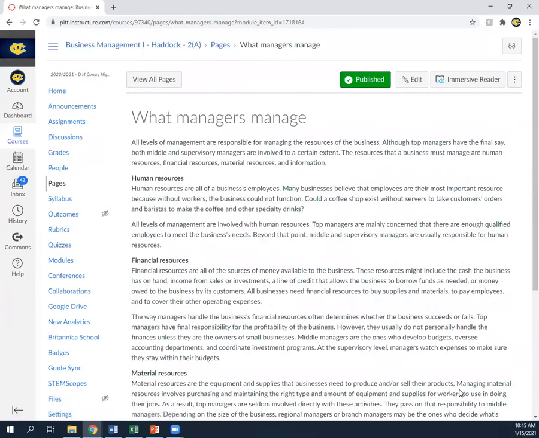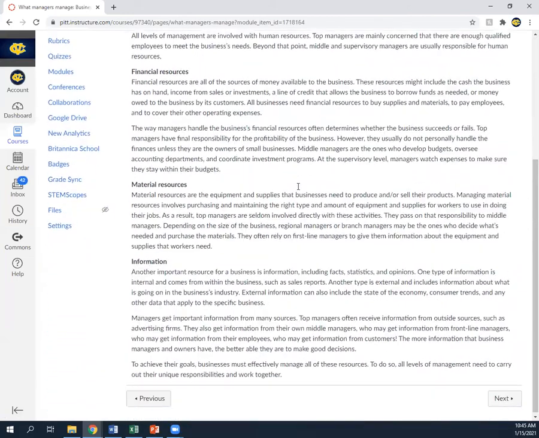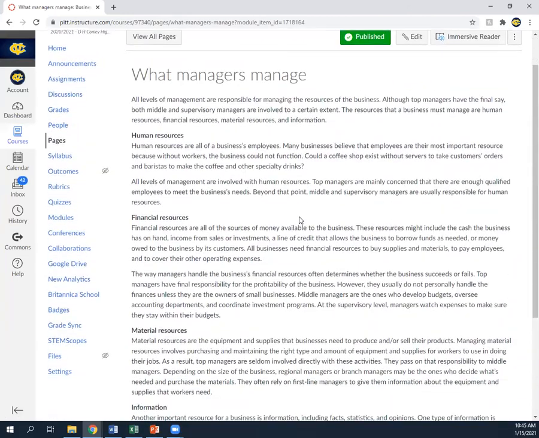So, all right. So what do managers manage? This isn't too bad. We'll get through this pretty quickly and we'll move on. All levels of management are responsible for managing the resources of the business. Although top managers have the final say, both middle and supervisory managers are involved to a certain extent. The resources that a business must manage are human resources, financial resources, material resources, and information.